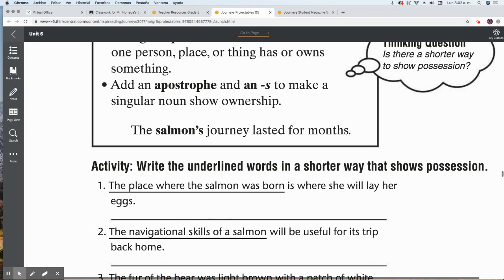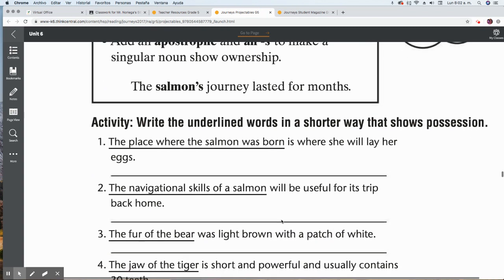It says to write the underlined words in a shorter way that shows possession. So the underlined words are the place where the salmon was born. What we need to do here is find which noun will become the possessive noun. What is this underlined part of the sentence telling us? The place where the salmon was born. So it's talking about the place where the salmon was born.